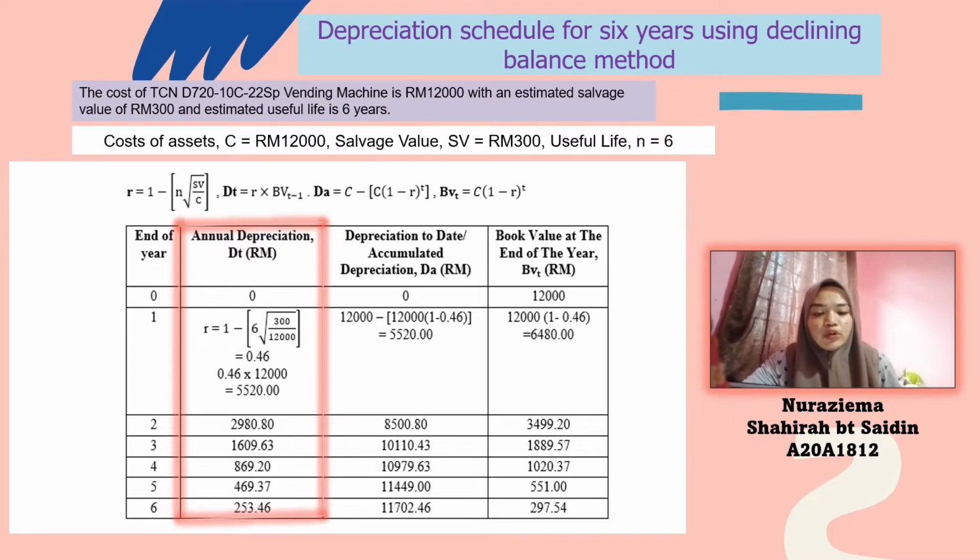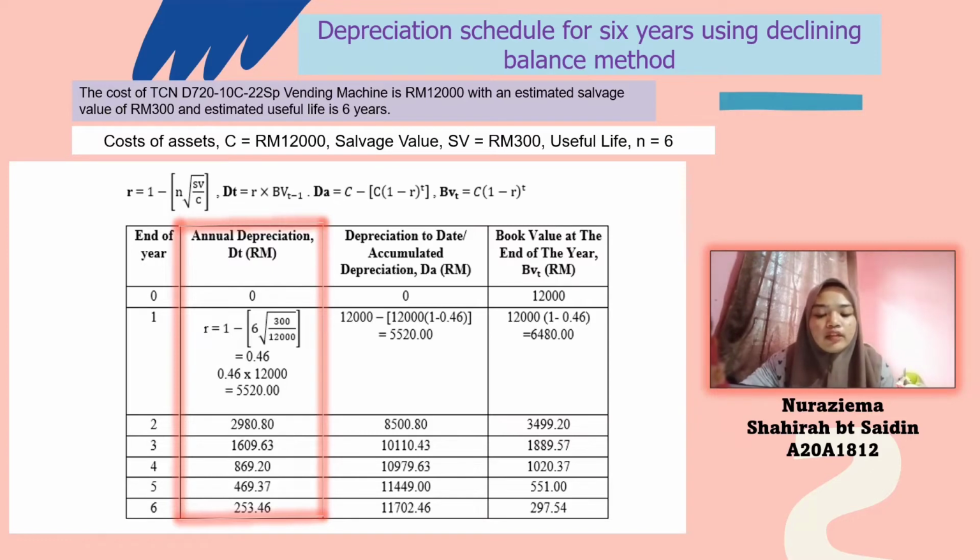To calculate the annual depreciation of year 2 or the next year, you can use the same annual rate of depreciation, which is 0.46, but you have to multiply it with the book value of the year before it. As an example, the book value we got for year 1 is 6,480 ringgit. So, to calculate the annual depreciation of year 2, we need to multiply the annual rate of depreciation, which is 0.46, with the book value before that year, which is 6,480 ringgit.